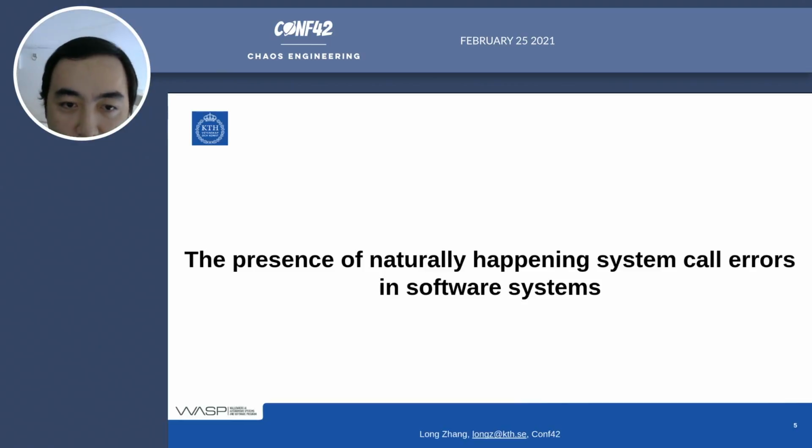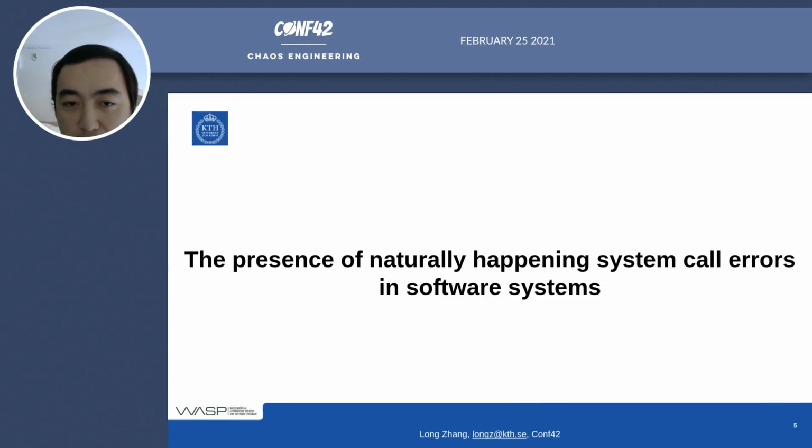So in the Linux kernel, there are more than 300 different kinds of system calls, and Linux also provides more than 100 different kinds of error codes. So the Linux kernel can precisely report different kinds of errors when a system call invocation fails. Imagine this is quite a big combination: we have hundreds of system call types, and we also have hundreds of error codes.